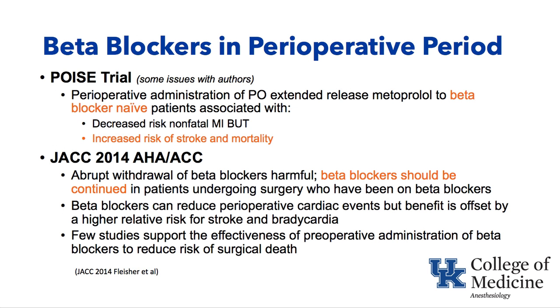There are some new recommendations about beta blockers in the perioperative period, and the orange here represents the take-home message. That is, if we are going to give beta blockers to beta blocker naive patients, those that are not on it, and they come to an operation and we start them on beta blockers, there's been an association with decreasing the risk of non-fatal MI, but actually increasing the risk of stroke and mortality. So think twice before starting a beta blocker on someone who's not already on it when they come to surgery, when you're attempting to reduce the perioperative incidence of myocardial ischemia and myocardial infarction.